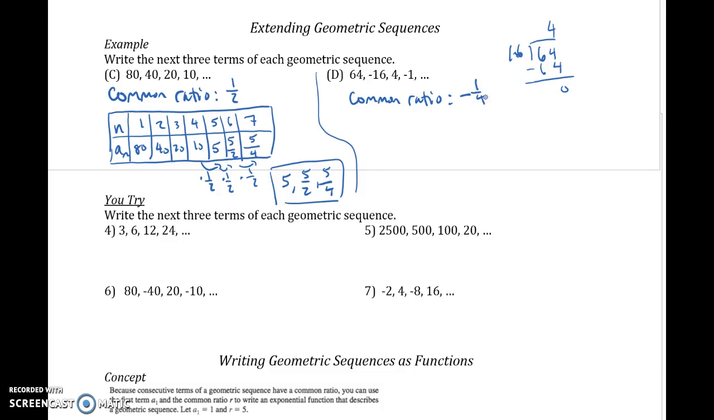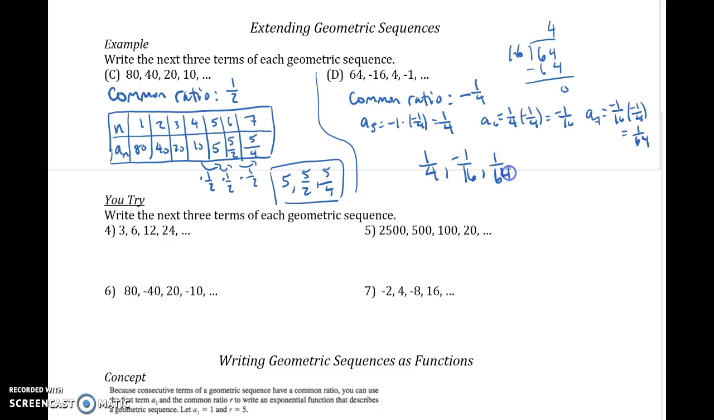And you can do the table again if you'd like, or if you just want to do your work on the side, here's a sub 1, 2, 3, 4. So a sub 5 is going to be negative 1 times negative 1/4, which is positive 1/4. A sub 6 is going to be 1/4 times negative 1/4, which is a negative 1/16. And then a sub 7 is going to be negative 1 over 16 times negative 1/4, which will give me positive 1 over 64. So the next three terms are 1/4, negative 1 over 16, and positive 1 over 64.